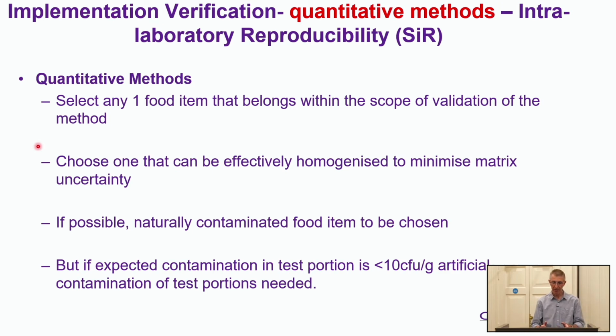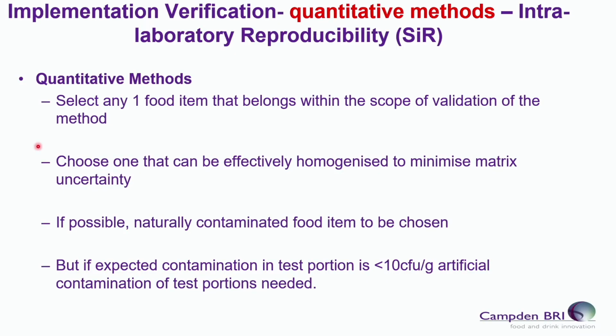Okay, let's move now from qualitative methods, presence-absence tests, to quantitative methods, so counting tests. So how are we going to move forwards with this? I said, you're going to use a different procedure for implementation verification, the comparison of your results with the results obtained with the expert lab, and food item verification, what you use in your laboratory. So let's look first of all at implementation verification, and a key comparator, the key performance characteristic we're going to go for is the SIR value.